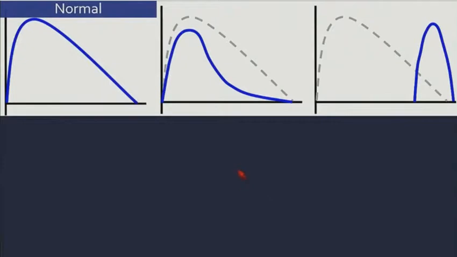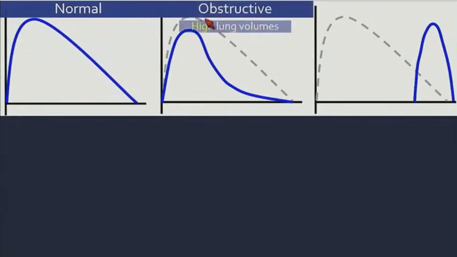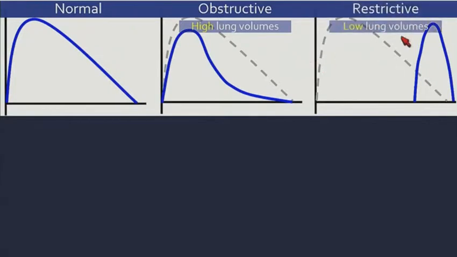Okay, well, how does that relate to our case? Let's take what we know about the normal curve, which is right here. Let's take the obstructive curve. Remember that obstruction has high lung volumes. Patients with emphysema have high lung volumes. And let's take a restrictive curve, as in somebody who has fibrosis. And remember that in fibrosis you have, of course, low lung volumes.